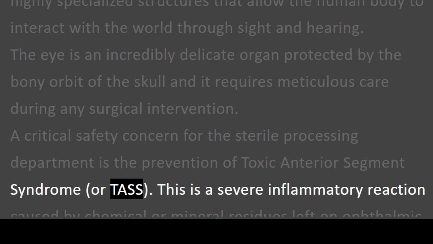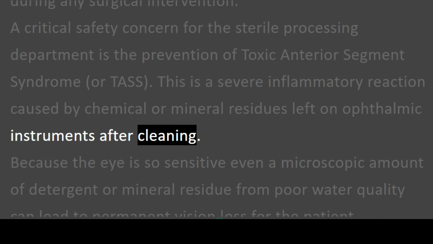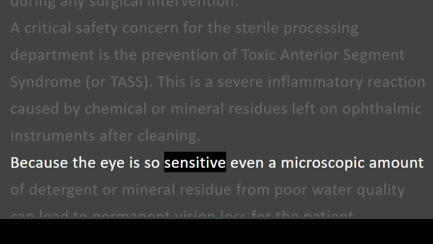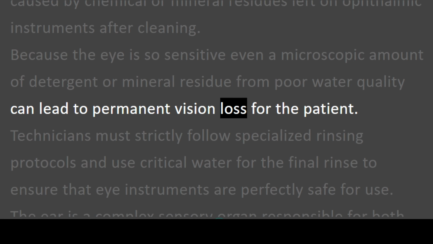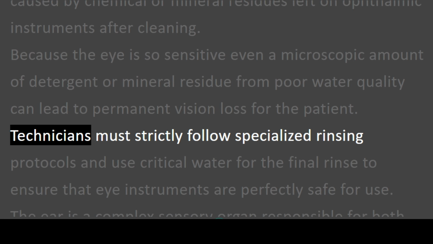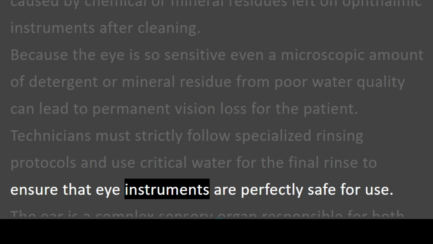syndrome, or TAS. This is a severe inflammatory reaction caused by chemical or mineral residues left on ophthalmic instruments after cleaning. Because the eye is so sensitive, even a microscopic amount of detergent or mineral residue from poor water quality can lead to permanent vision loss for the patient. Technicians must strictly follow specialized rinsing protocols and use critical water for the final rinse to ensure that eye instruments are perfectly safe for use.